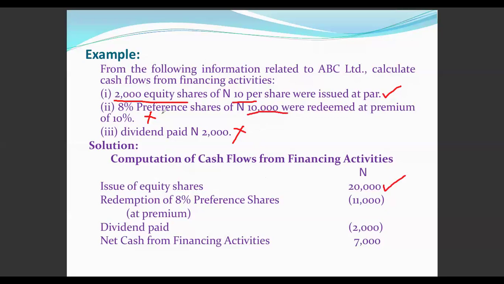But the 10,000 shares are redeemed at a premium of 10%. So 10,000 plus 1,000 means I am paying the redemption at 11,000. Similarly, the dividend paid is again my expense. So 20,000 was income and 13,000 was expenses. So 20,000 minus 13,000, I have 7,000 income from financing activities.